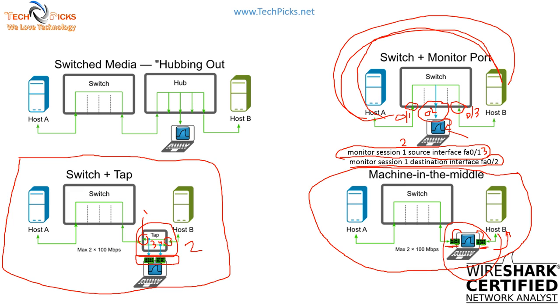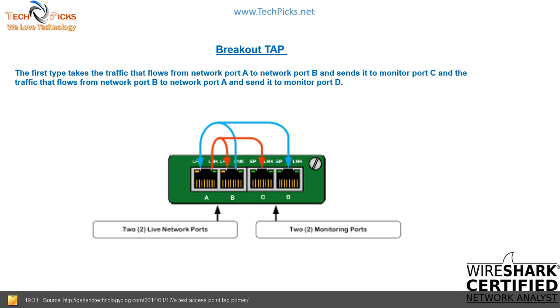Now let's say this tap will take the traffic from port 1 and send a copy of it to port 3, and the traffic from port 2 and send a copy of it to port 4. Then you have 4 and 3 connected to your laptop, your Wireshark machine, and then you'll see the traffic. Now I'll show you this right here.